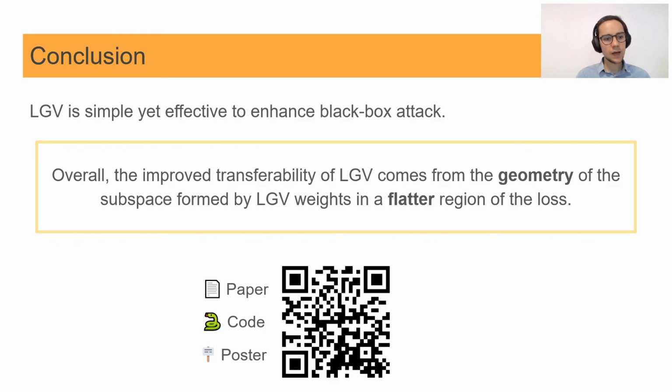In conclusion, LGV is simple yet effective to enhance black box attacks. Overall, the improved transferability of LGV comes from the geometry of the subspace formed by LGV weights in a flatter region of the loss.